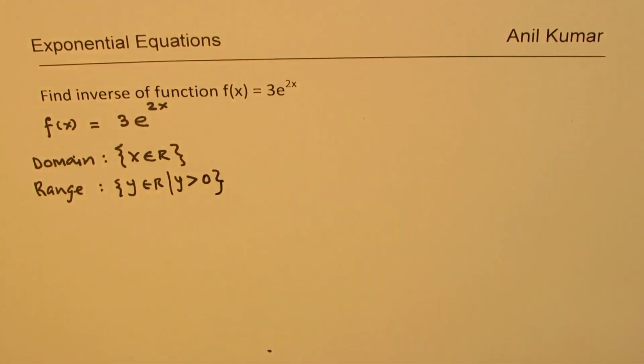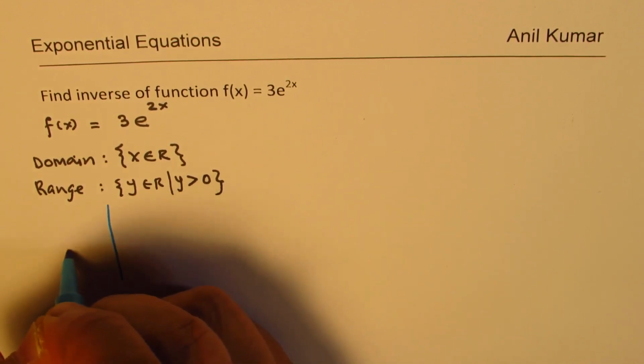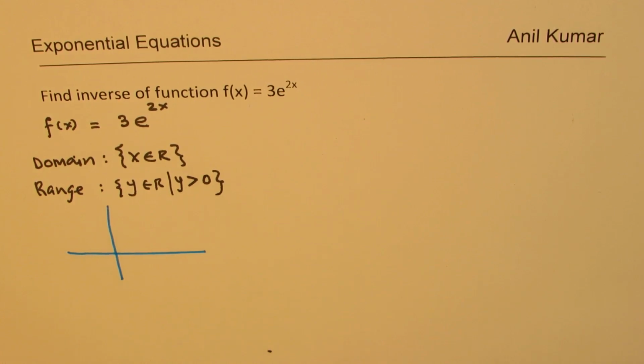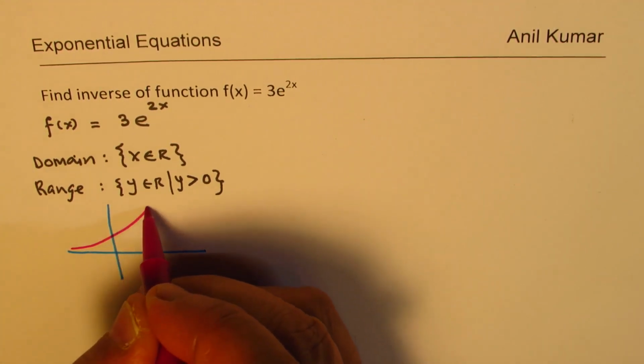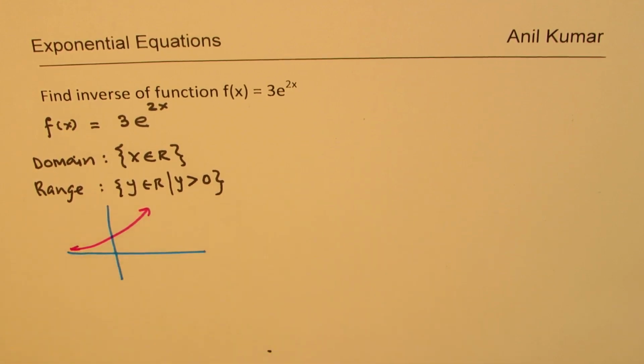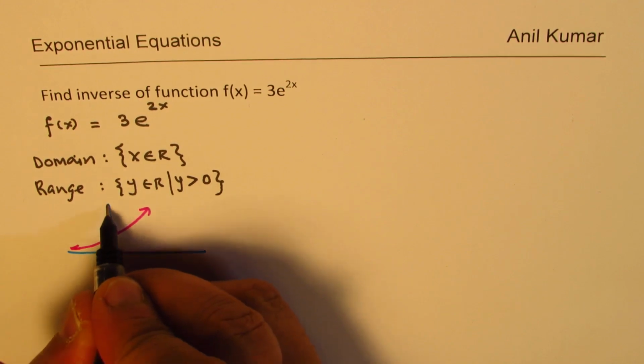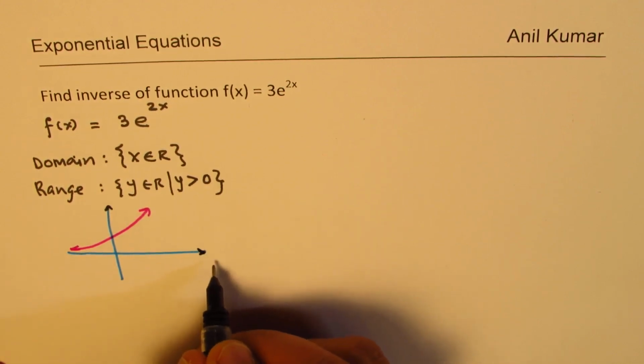Okay? When you actually sketch this function, you get what? In short, you get a function which is always increasing, kind of like this, right? So, something like this. Is it okay? Now, we'll find the inverse of this particular function.